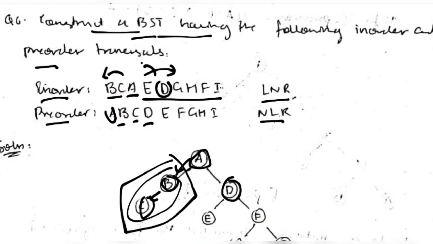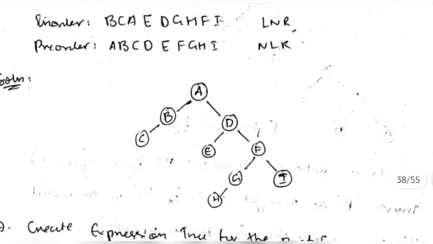D is here, so the left part will have E and the right part will have G, H, F and I. Okay, so we'll make E here and we'll make the remaining, which is G, H, F and I, here. Now which to choose among G, H, F and I, we'll see from pre-order.